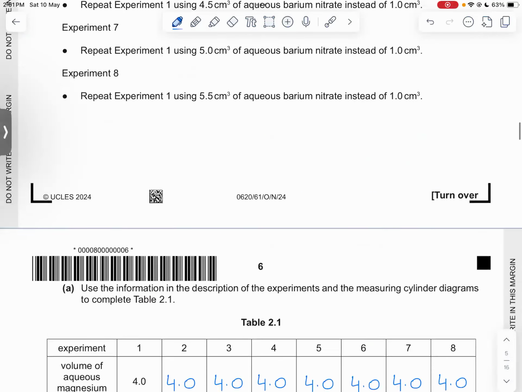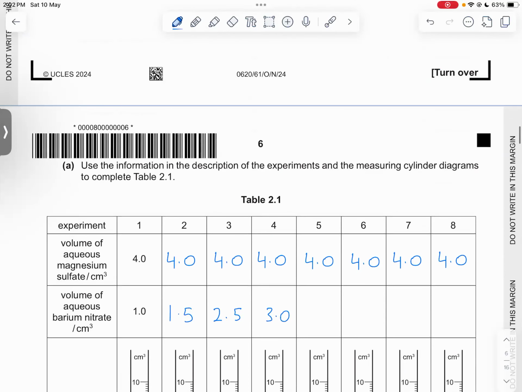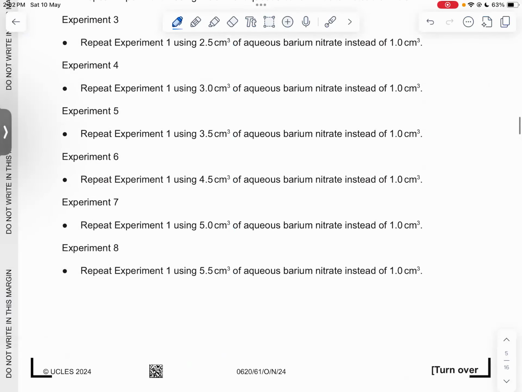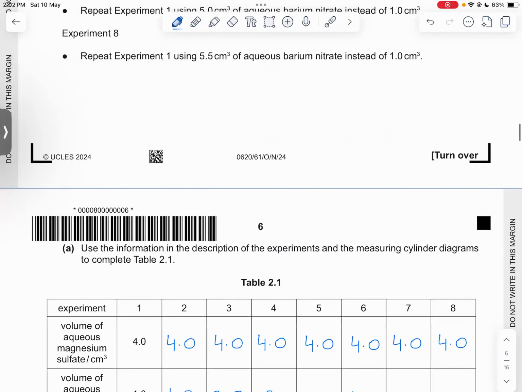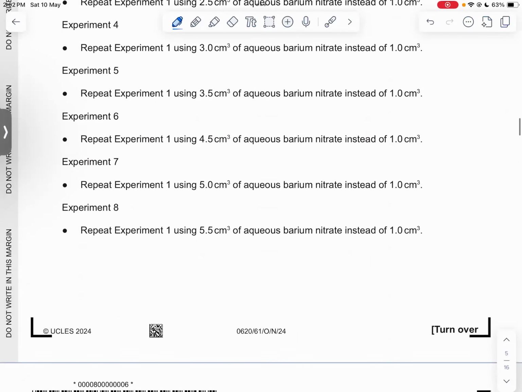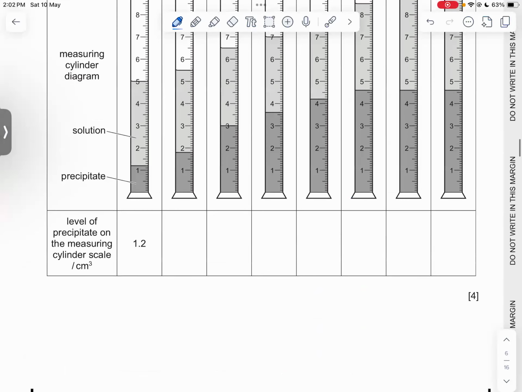Like one time it is 1.5, then it is 2.5, then 3.0, then 3.5, and then 4.5, and then it is 5.0, and then 5.5. All right, now we have to tell the levels.